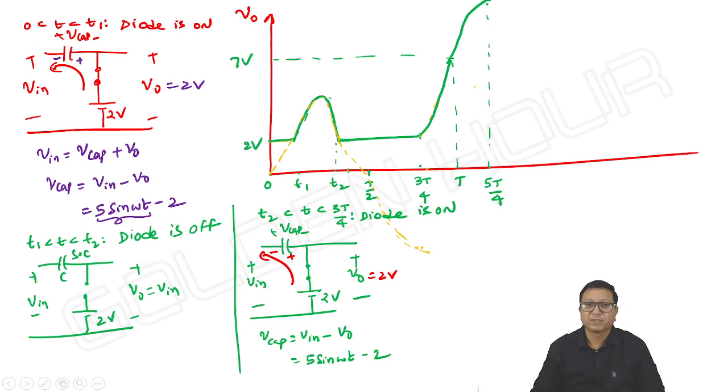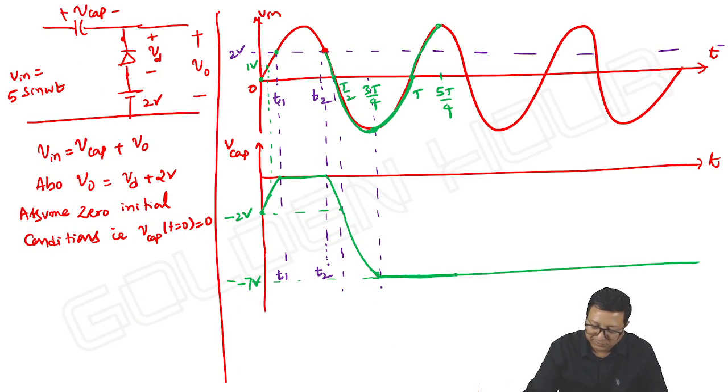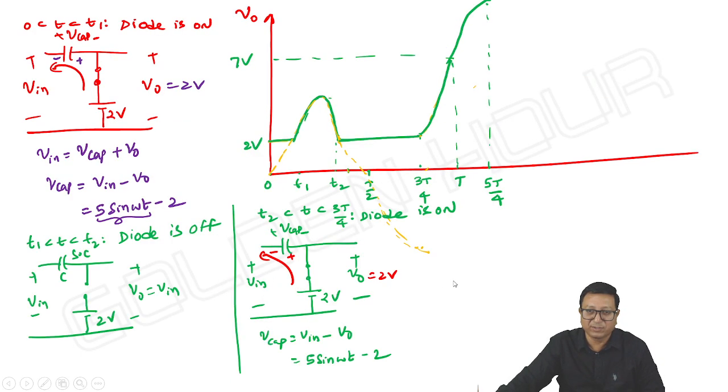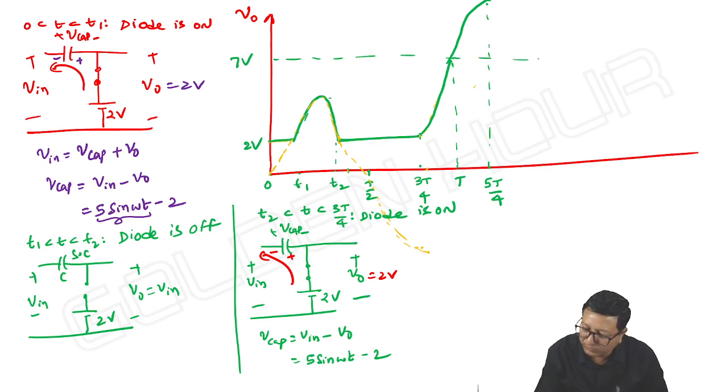5t by 4. Further, input is falling by 5 at t is equal to 3t by 2. So input is 0, right? Capacitor voltage is minus 7, 0 minus of minus 7, it comes down up to plus 7 volt.